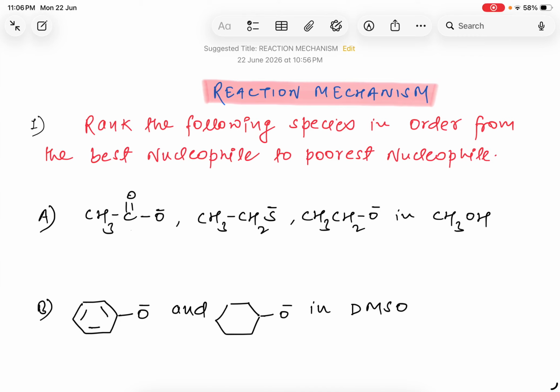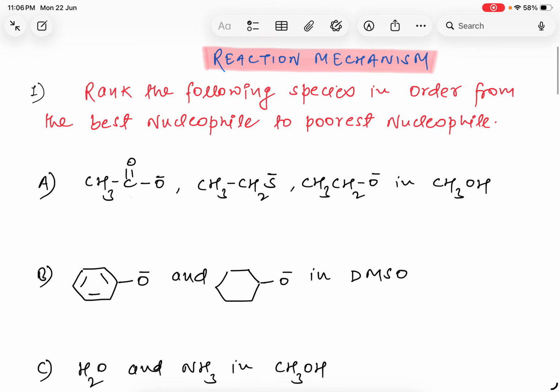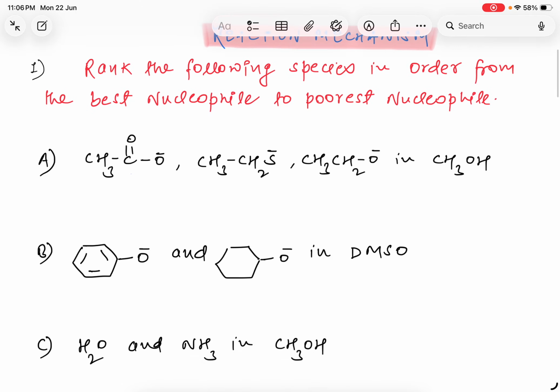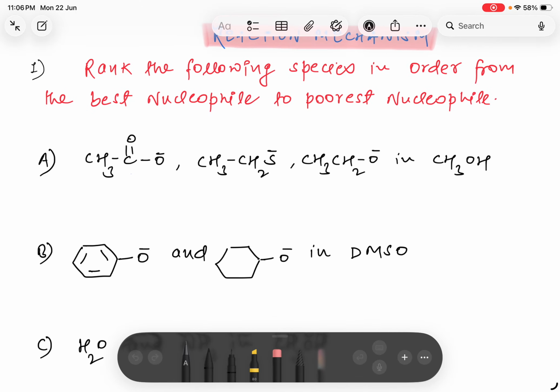Hello everyone. So in this video we are going to deal with these questions. The very first question is: rank the following species in order of the best nucleophile to the poorest one. Suppose this is my first one, this is second.